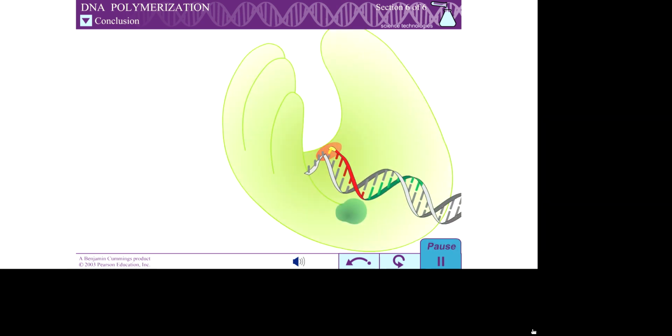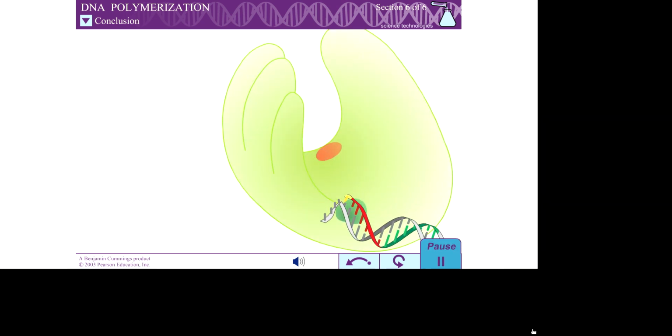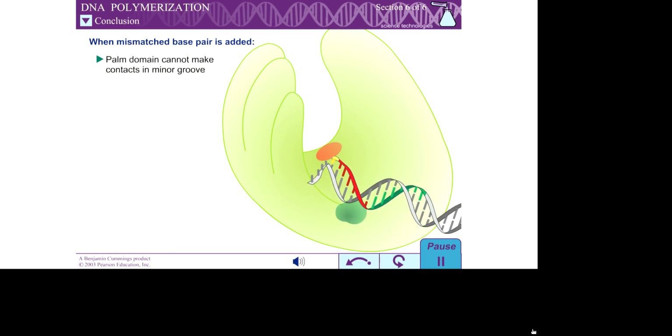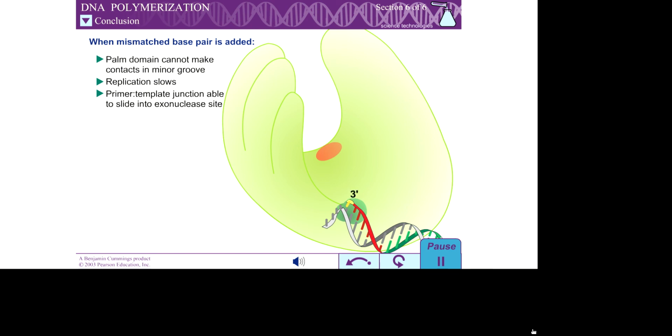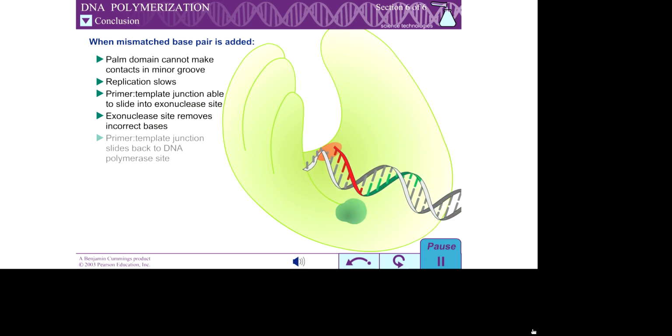Another function of the palm domain is proofreading. When a mismatched base is added, the replication rate slows dramatically, and the primer-template junction is free to interact with the exonuclease site. The exonuclease site removes the mismatched base, and replication continues.